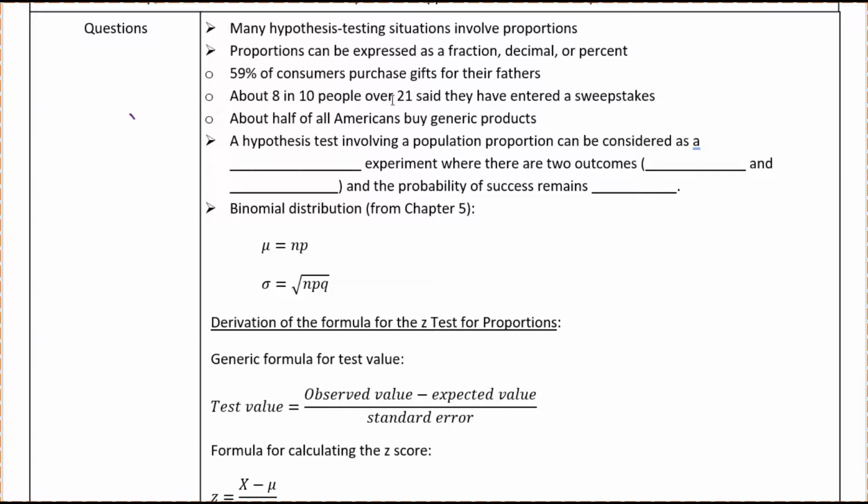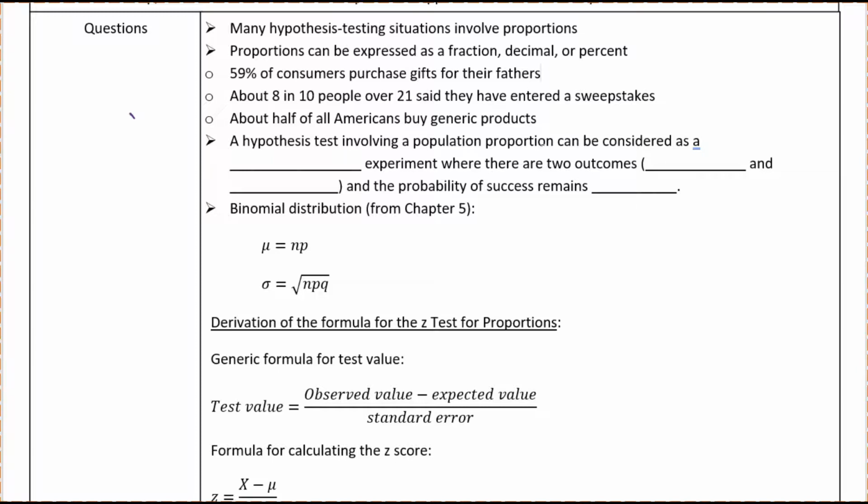About 8 in 10 people over 21 said they have entered a sweepstakes. This is a ratio or fraction, so therefore it involves a proportion. And the last example, about half of all Americans buy generic products. So again, another percent or fraction or decimal, so therefore a proportion.